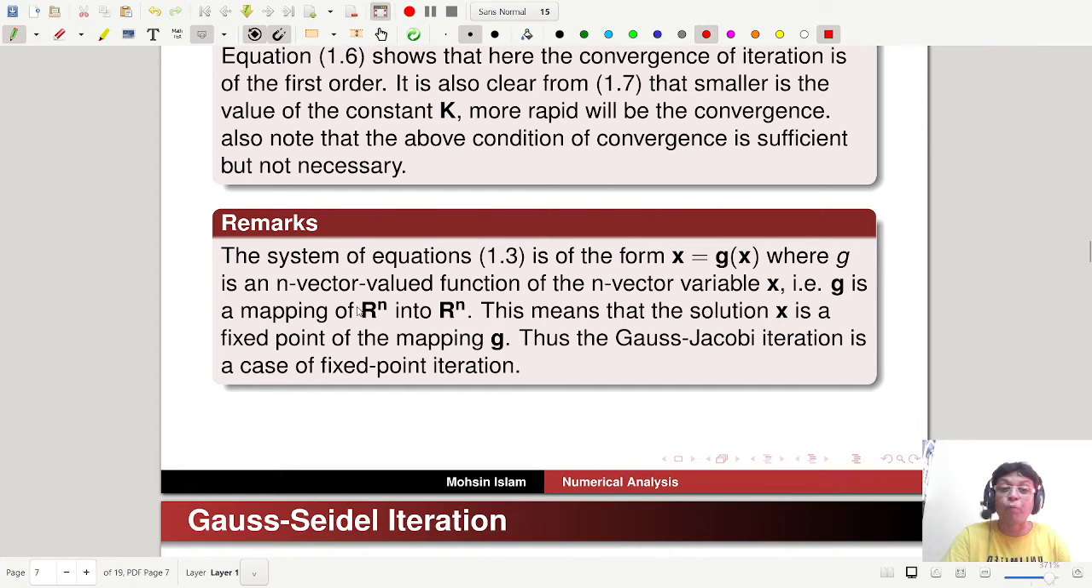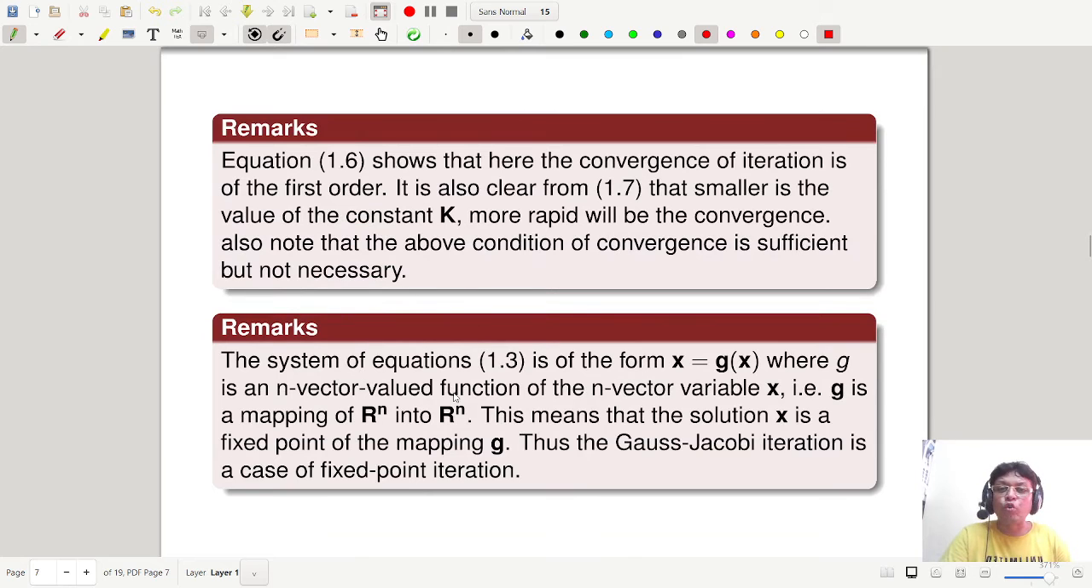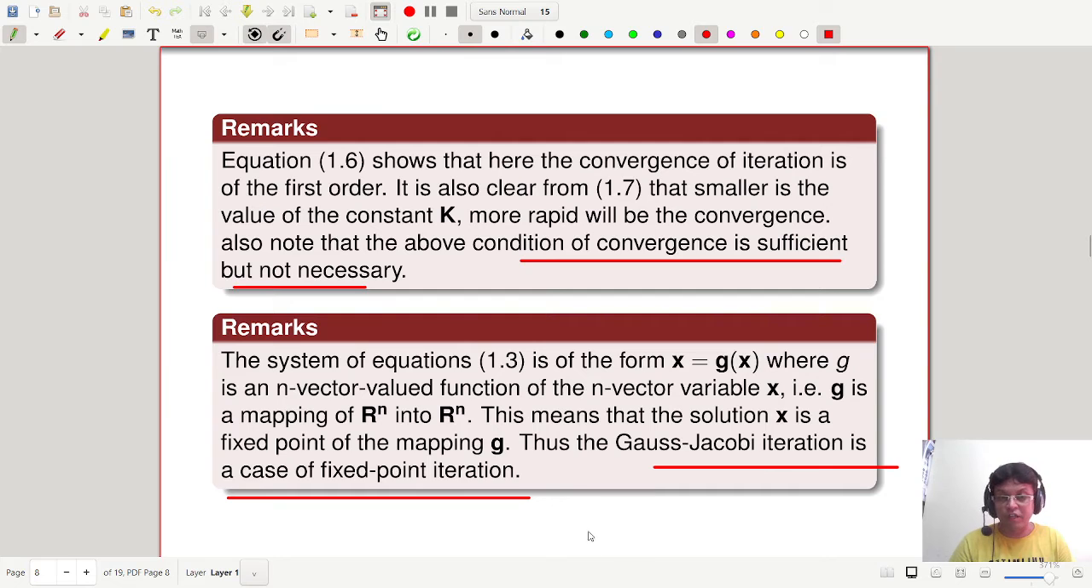Okay, this is a very important concept. Thus, the Gauss Jacobi iteration is a case of fixed point iteration because of this. So these are the very important notes you have. If the k is very small, convergence will be very fast, and the condition of convergence is sufficient but not necessary. And Gauss Jacobi iteration is a case of the fixed point iteration because it is a mapping from R to the power n to R to the power n, real vector space of dimension n to real vector space of dimension n.